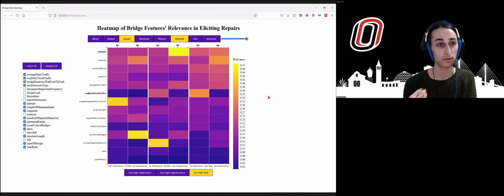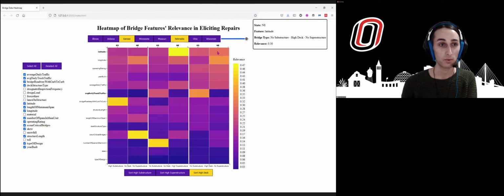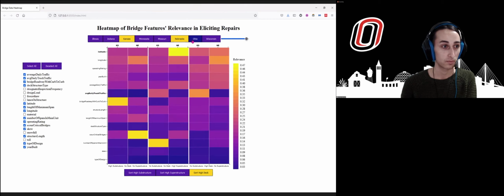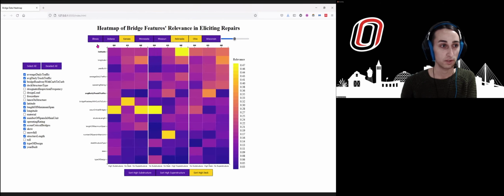So from here, a bridge engineer could further refine or change the direction of their query in an interactive and exploratory fashion. For example, they might want to add in Ohio in the visualization, and we see that the features shuffle around quite a bit. And I think that's all I have.